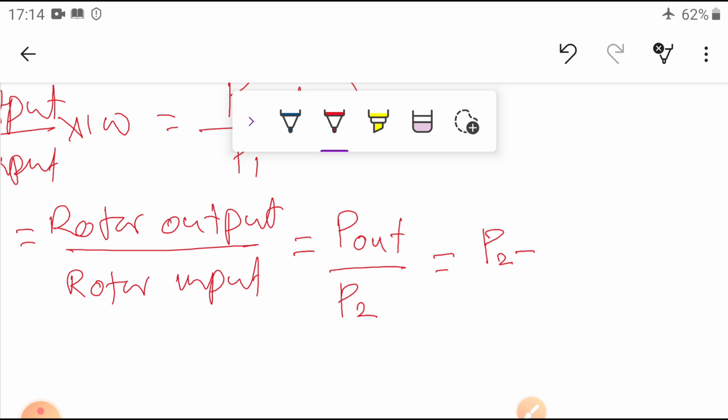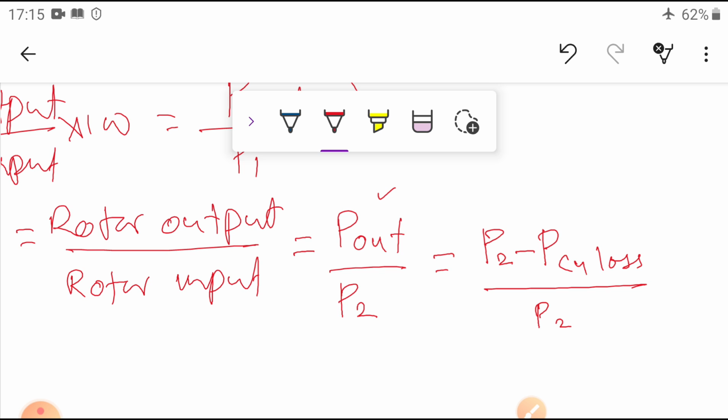We are taking the constant losses, that is the copper losses of the rotor. Okay, copper losses. So, here I am going to divide this by P2. What are the mechanical and windage losses? For a moment I am neglecting that one. So, here P2 minus P copper losses, I am going to get the P out.